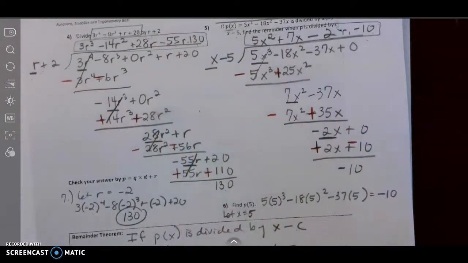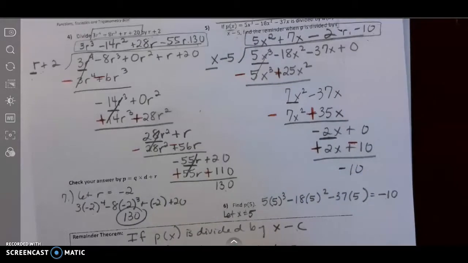Why does this make sense? Well, not that you really have to know this part, but p of x is equal to the quotient of x times x minus c plus the remainder. Well, if you put a c into it, we have q at c times c minus c plus the remainder at c. Well, c minus c is 0, so this just cancels out, which is why it ends up equaling whatever the remainder is.